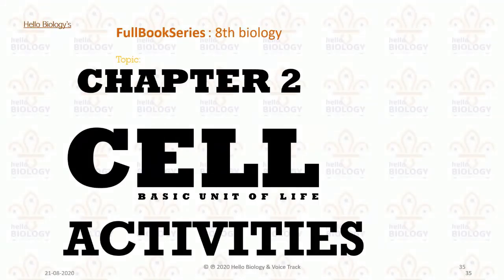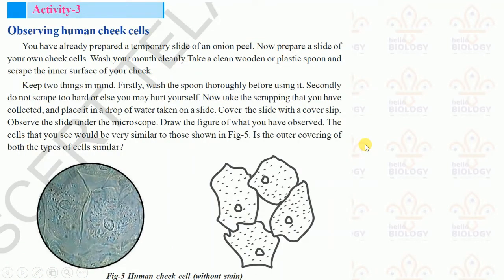This is the second chapter continuation, Cell: The Basic Unit of Life, and the activities in this chapter are most important, as it is in 8th class. The first activity is about observing human cheek cells. Cheek cells are found inside our mouth, and we need to observe them in this activity. If you understand this, then you will understand about the cell and its working.